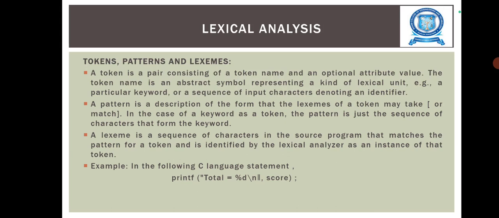It is a description of the form that the lexemes of a token may take. In the case of a keyword as a token, the pattern is just the sequence of characters that form the keyword. For identifiers and some other tokens, the pattern is more complex. The next one is a lexeme. It is a sequence of characters in the source program that matches the pattern for a token and is identified by the lexical analyzer. Example, in the C program, printf("Total = %d\n", score); both printf and score are lexemes matching the pattern for token id, and "Total = %d\n" is a matching literal or string.